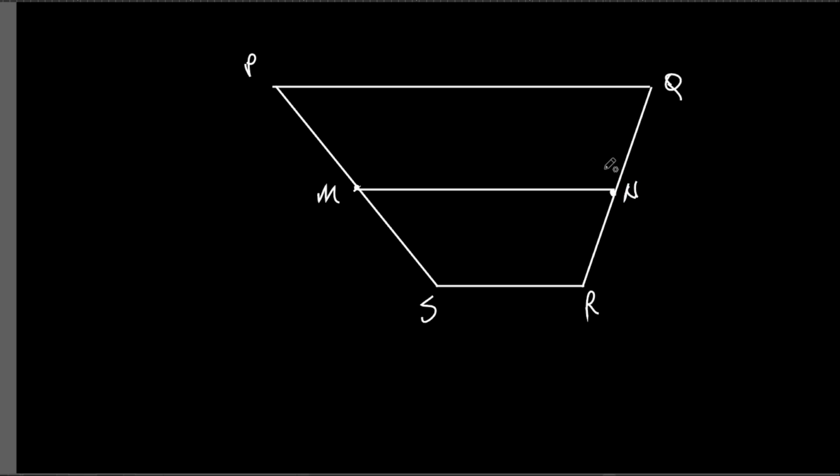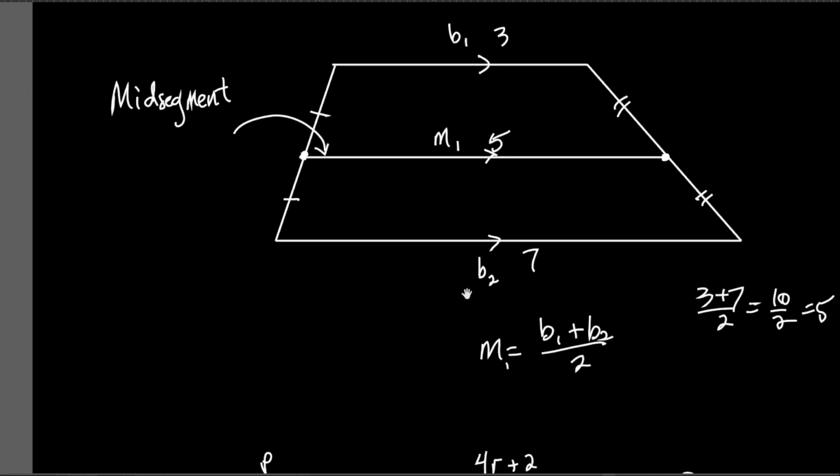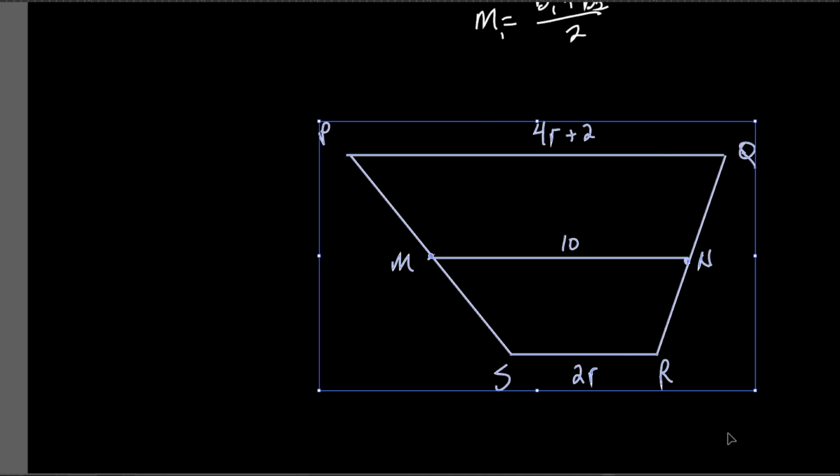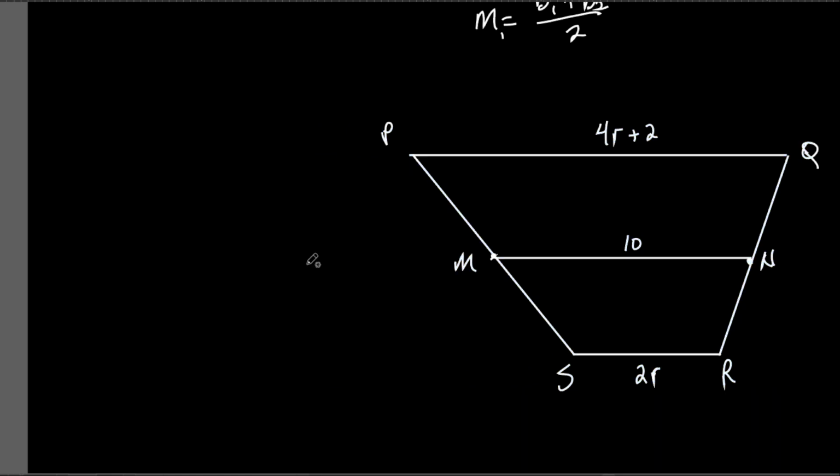All right. So let's see what they tell you. They tell you that PQ is 4R plus 2. They tell you that this bottom is 2R. Okay, and then the middle is 10. So this is a little more difficult than just giving you the two bases and you have to find the mid-segment, all right? But it's the same idea. It's the same exact idea. Let me scooch this to the side just a little bit, all right? Now, remember what our little theorem said. So we're going to have to do a little bit of math here. So what is the mid-segment on this particular trapezoid? It's 10.